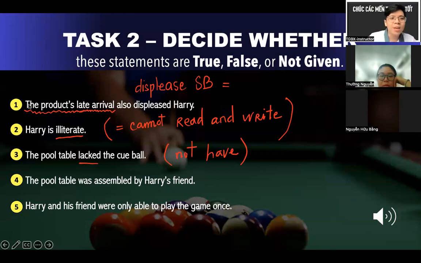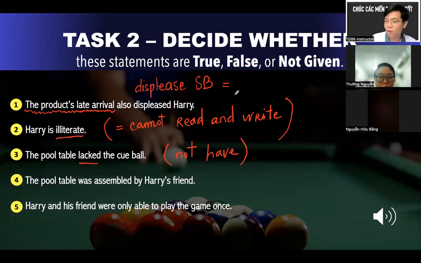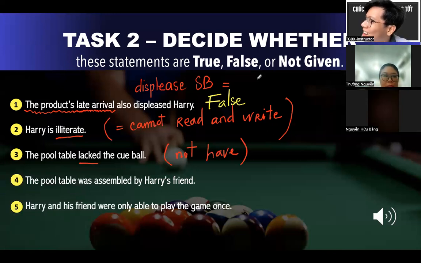So now let's see. The product's late arrival also displeased Harry. Is it true or false, class? You can turn on your mics and tell me why you think so. Number 1, what is that? It's false. I agree. What did you hear? And what was true? He was very happy. Oh, right. He's very happy with the product delivered early.